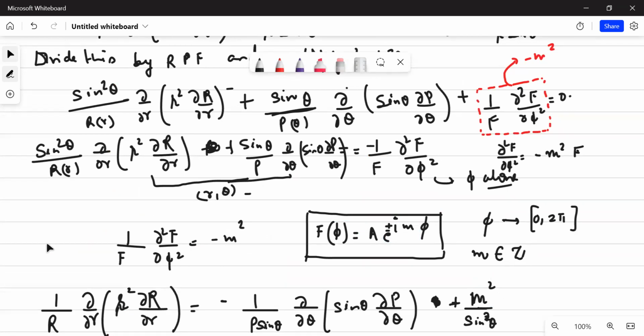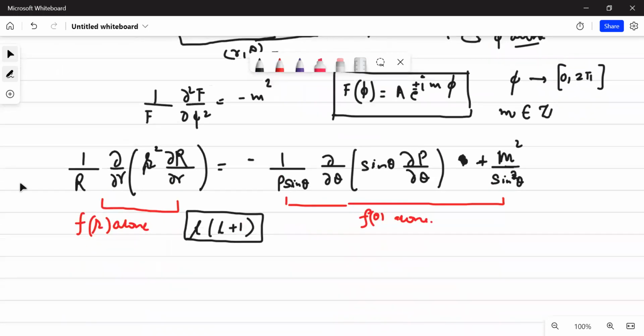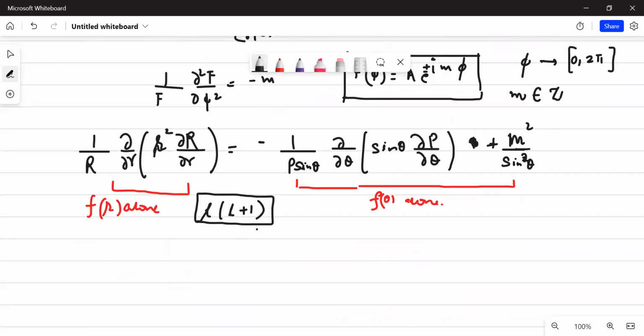Yes, sir. I think this is quite clear. Yes, sir. ठीक है जी.